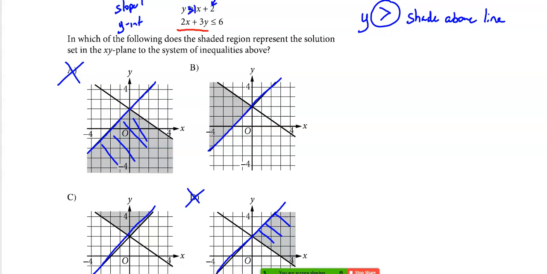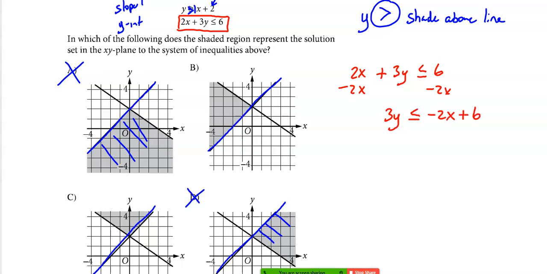Now this one's a little trickier, because I can't just look at the less than and think it's below. I actually got to get it into slope-intercept form. So let me just quickly get it into slope-intercept form. I'm going to move the x to the other side. And I'm going to divide by 3, which in this case, since we're dividing by a positive number, we do not flip the sign. So really what happens now doesn't even matter. But I know we're going to be less than the other line. So we're going to be below.